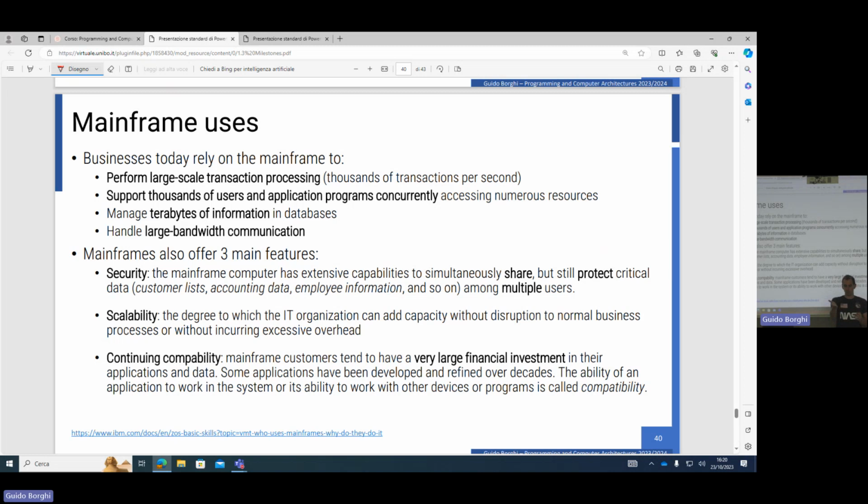With respect to, for example, your personal laptop, that you maybe use for five years, ten years at the maximum, for a mainframe we have a period of use of, I don't know, 10 years, 20 years, 30 years. So the time range is different. The ability of an application that runs on the mainframe to work in the system, also with other devices or programs, is called compatibility. So we have programs that can run for a long time on the same mainframe, even if this mainframe is updated, is changed, and so on.